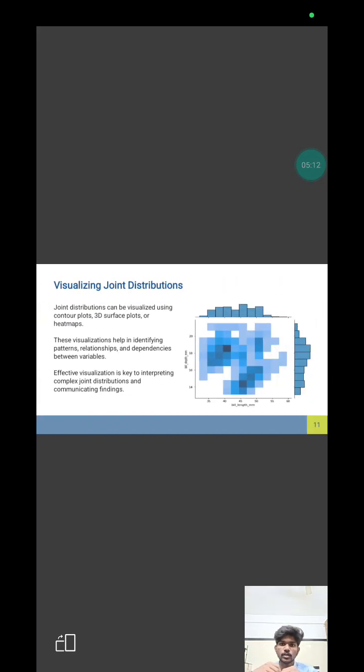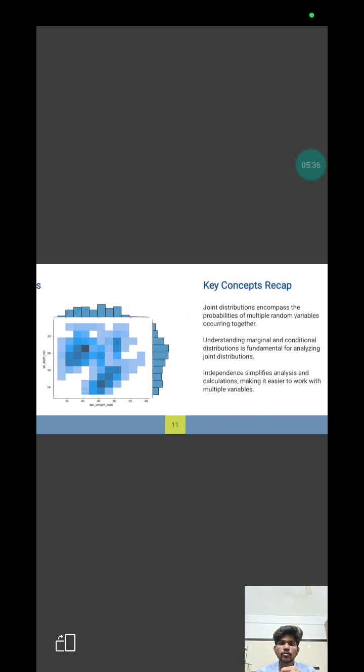Visualizing joint distributions. Joint distributions can be visualized using contour plots, 3D surface plots, or heat maps. These visualizations help in identifying patterns, relationships, and dependencies between variables. Effective visualization is key to interpreting complex joint distributions and communicating findings.